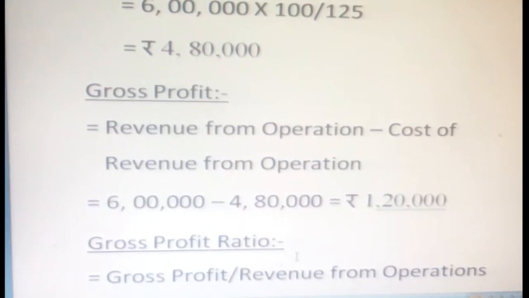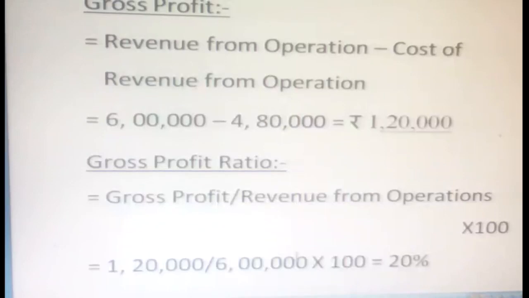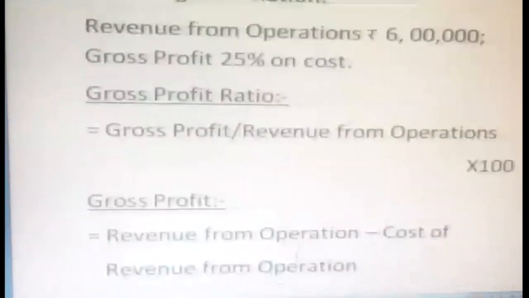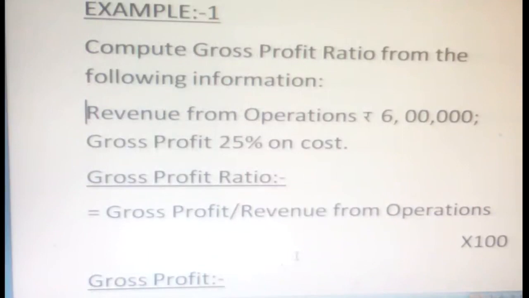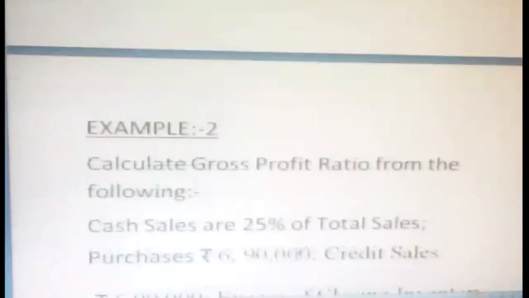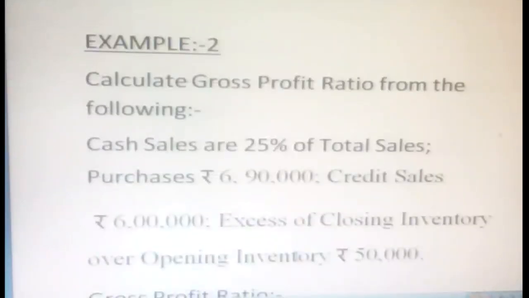Now we are going to substitute for gross profit ratio: gross profit divided by revenue from operations into 100. So 1 lakh 20,000, which we just got as our gross profit, divided by 6 lakhs into 100, you will get 20%. The very important discussion point here is how it is given in the problem. Here they have given gross profit 25% on cost. You have to be very careful whether it is on cost or on sales. That is the idea here. Then we move on to our next problem. Example 2: calculate gross profit ratio from the following.